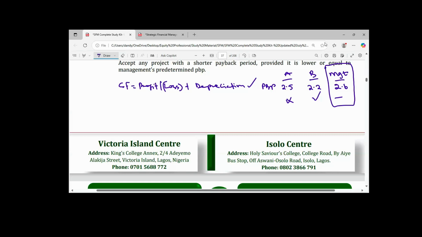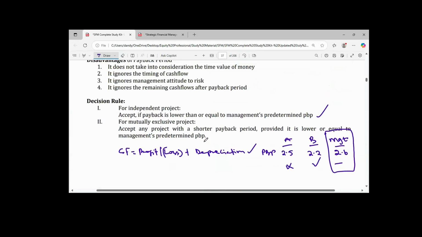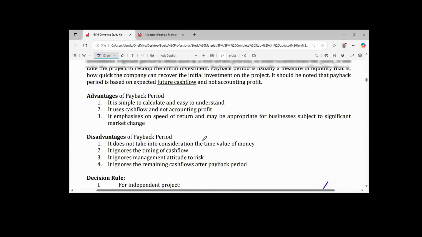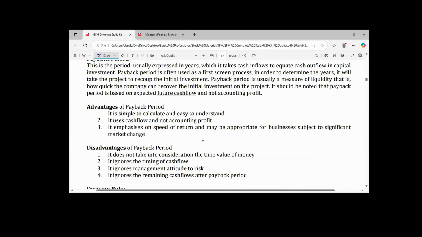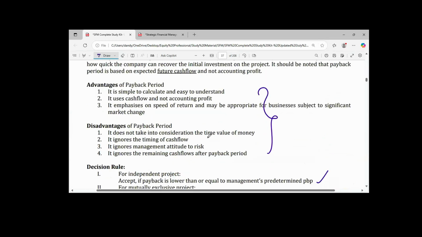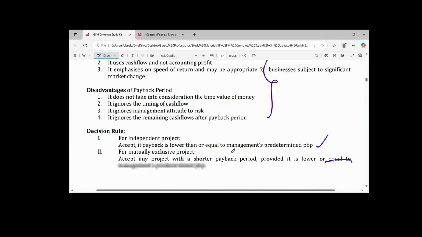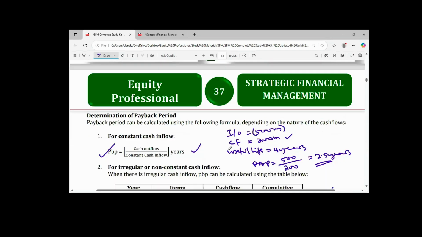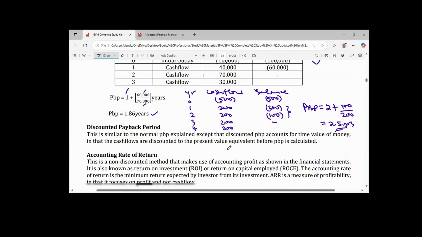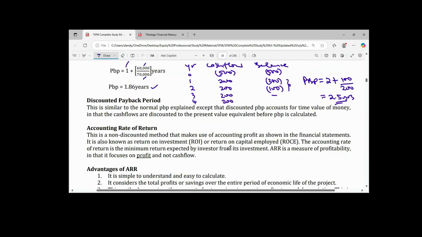Let's talk about accounting rate of return. Again, if you like, just go ahead and read about the advantages and disadvantages. At this level, the examiner cannot be asking you to state advantages and disadvantages, except if they want to give you a bonus. That's why it is just to have an idea of what the advantages and disadvantages are talking about. Okay, so let's talk about accounting rate of return.